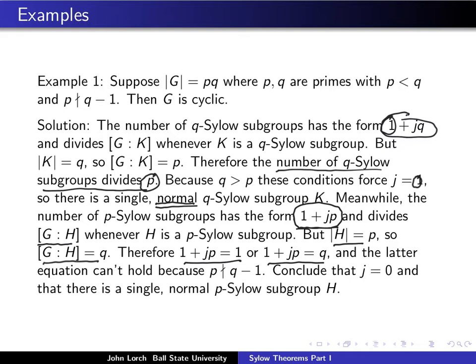So the latter equation, that means this one right here, cannot be true because, remember, we had assumed that P does not divide Q minus 1. So indeed, it must be true that 1 plus J times P equals 1. So there is a single normal P Sylow subgroup H.